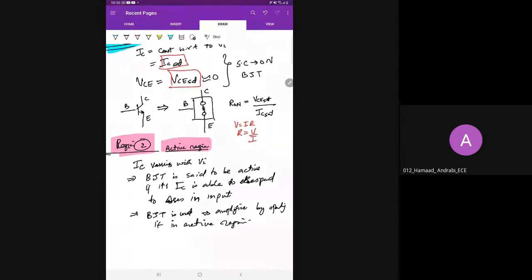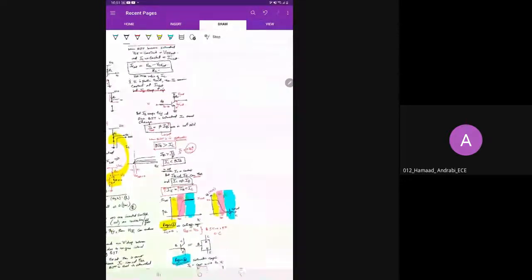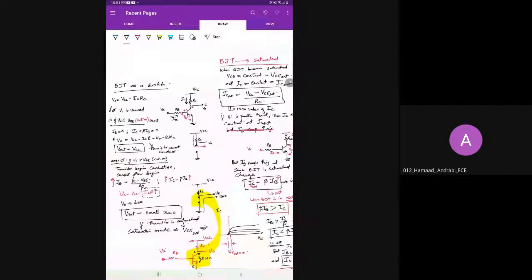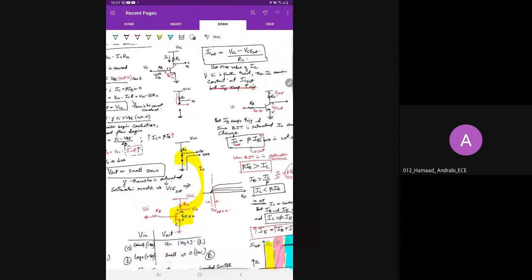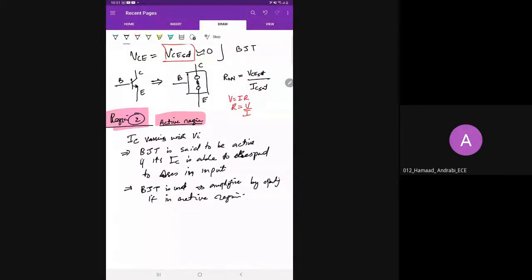Okay. So I'll conclude that if you have to operate a BJT as a switch, then it has to be operated in the saturation region. But if you have to operate it as an amplifier, then you have to operate it in the active region, because in the active region it should be able to respond to the changes in the input signal.